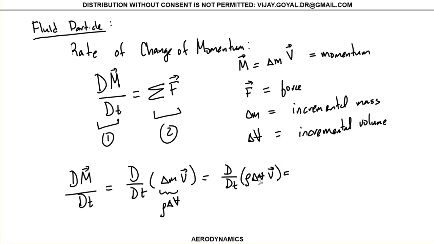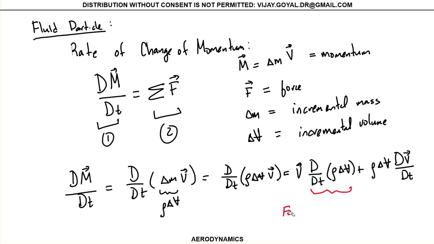Now let's use the chain rule for each one of these terms. And that will give you velocity times D/Dt of rho delta V, plus rho delta V times dV. Okay, so for a small particle, this term will be 0.